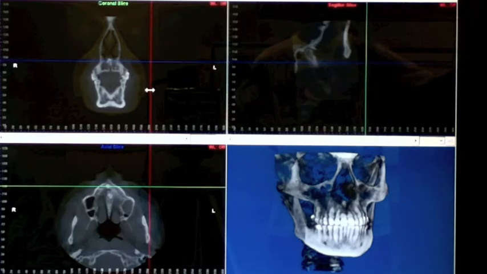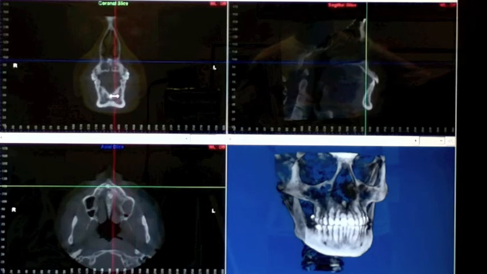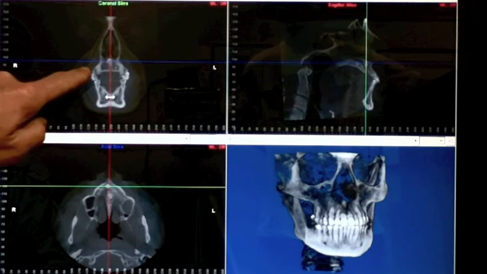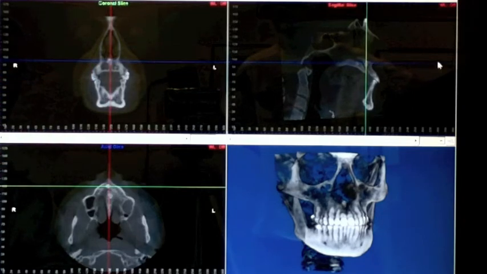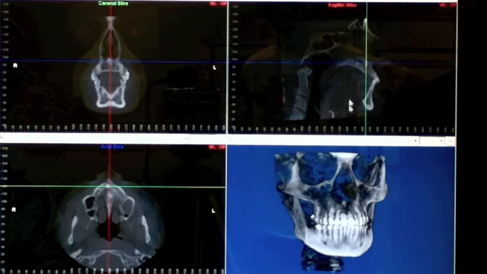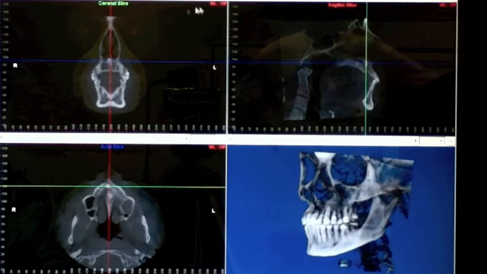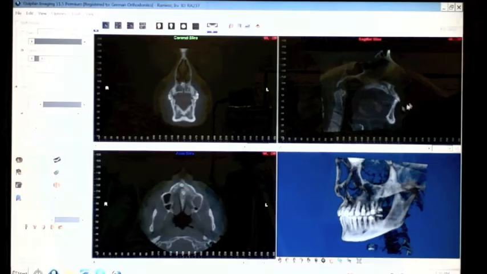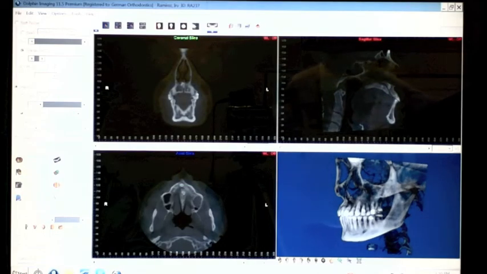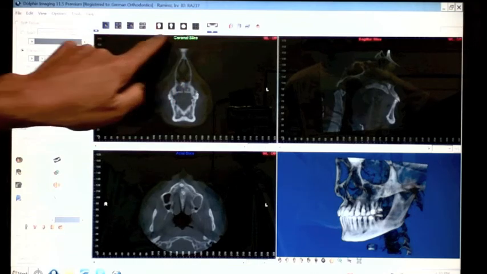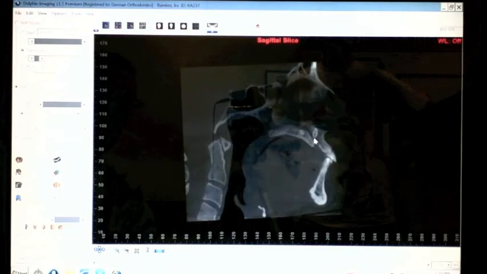Let's go back and look at the potential pathology. We're lining up the line. We're putting the lines on the spot that we think has some pathology. And when we do that, we get a sense of where it's located. We can get rid of the lines by clicking on this bar, this box. We'll make the picture bigger. And in that view, you see a supernumerary in the palate.